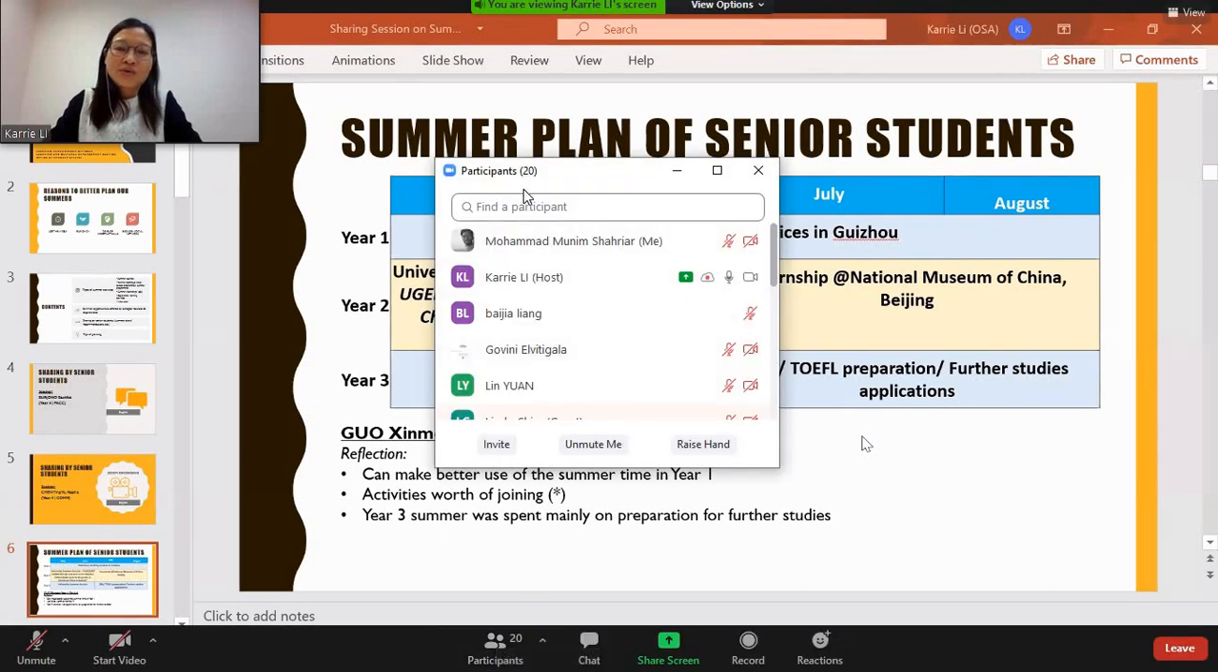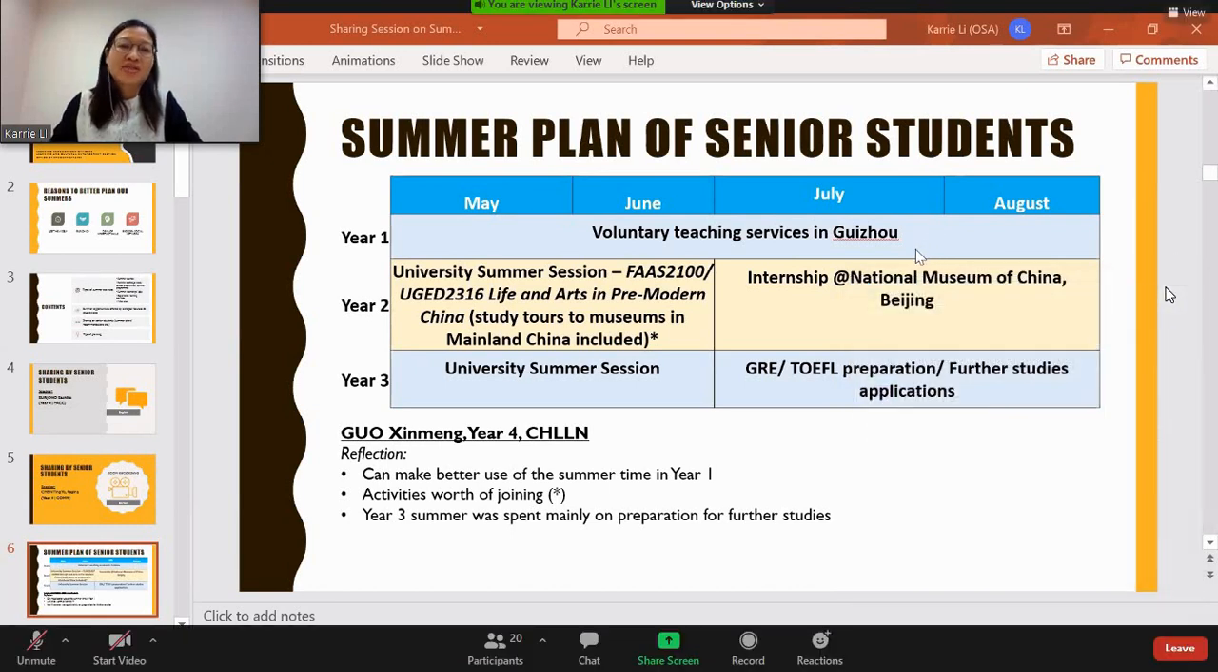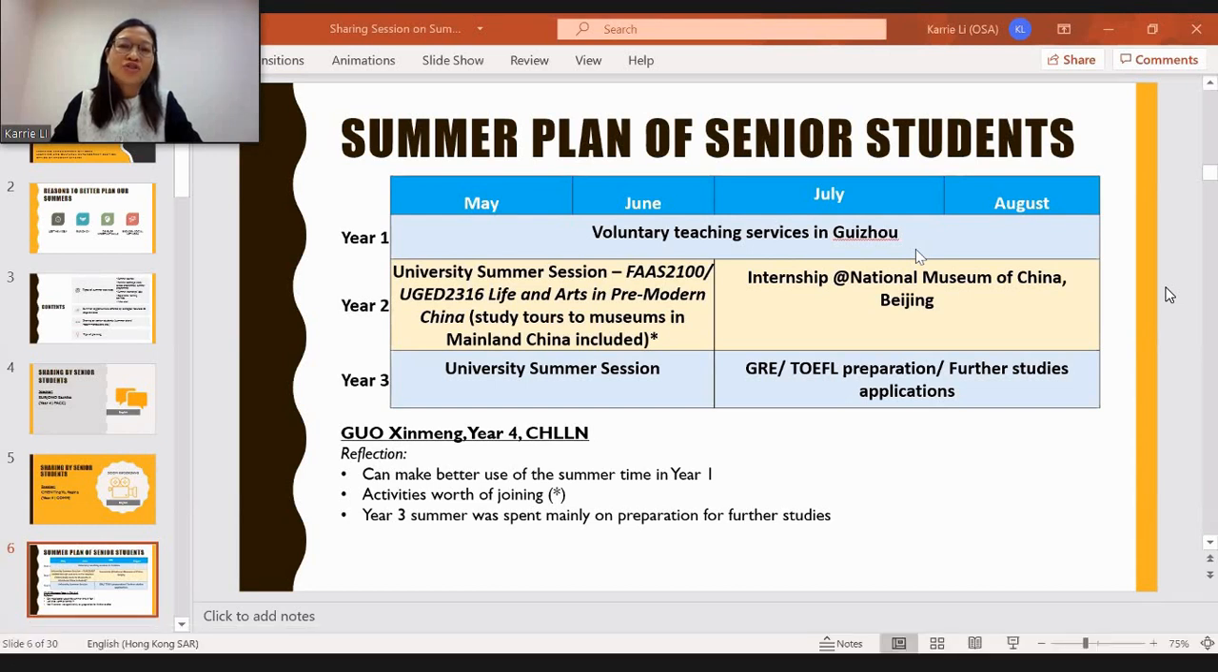First, when I asked if she wants to make any changes to her summer plan, she shared that she feels she could have done a little bit more in Year 1, because in Year 1 she arranged voluntary teaching services in Guizhou, and she thought there were vacancies where she could have done more. And the second thing is she wants to recommend a special general education course to the junior students, The Knife and Arts in Pre-Modern China, which is special because it includes a study tour to museums in mainland China, guided by the Arts Museum curator.